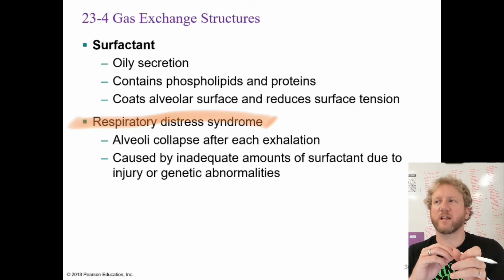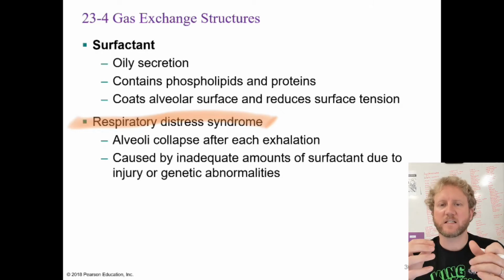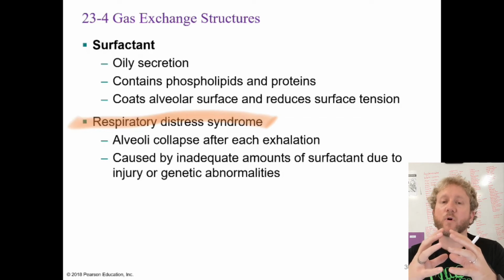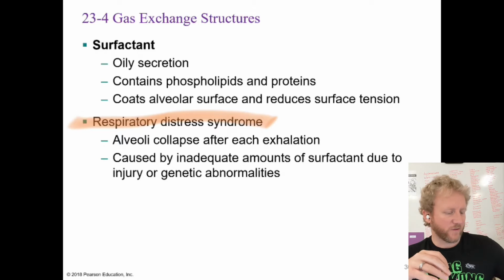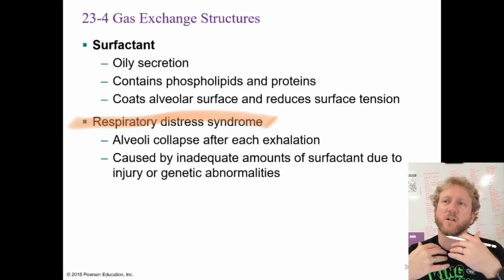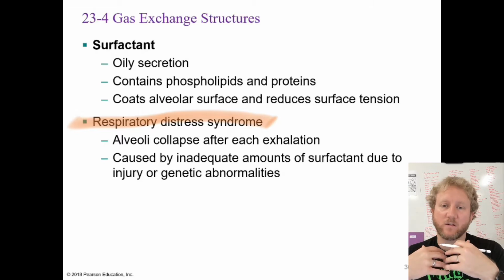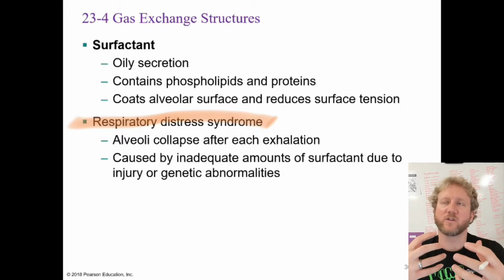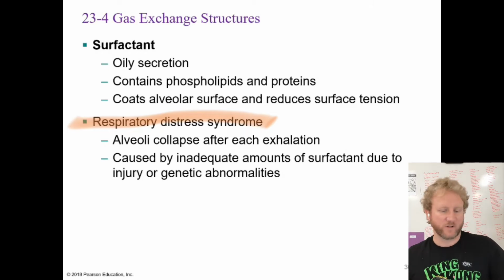Now, one thing that's interesting that I've learned in years past is there's a lot of research that's still going on that looks at the importance of surfactants. And there's a lot of really cool research going on with how those work and modifying those, and how particular chemicals that you inhale can actually interfere with the surfactant's ability to perform its function.